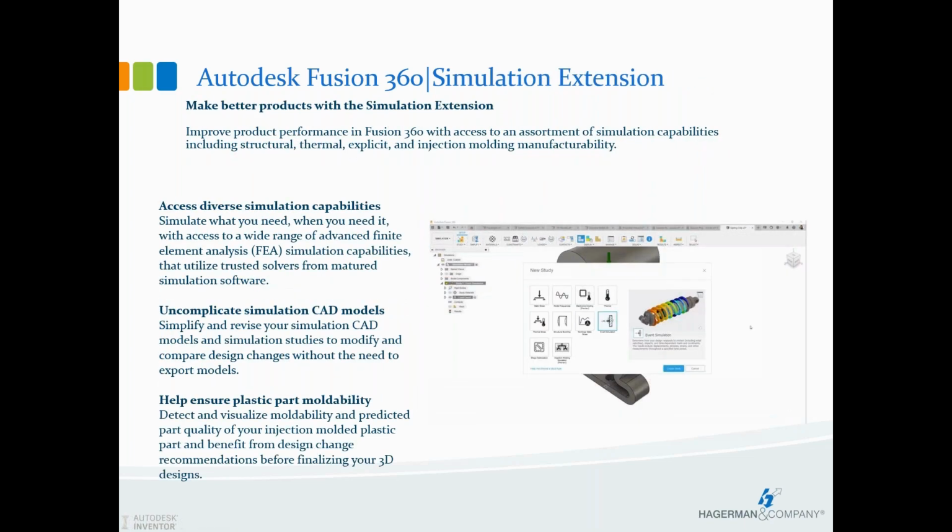And then finally, the simulation extension gives us improved product performance with access to an assortment of simulation capabilities, including structural, thermal, explicit, and injection molding manufacturability. Simulate what we need when we need it with access to a wide range of advanced FEA simulation capabilities that utilize trusted solvers from mature simulation software.